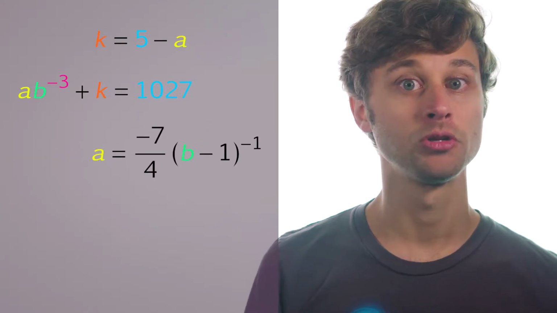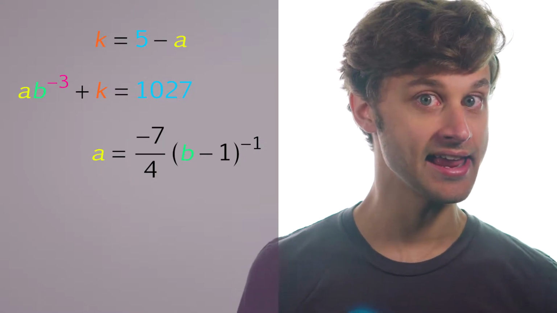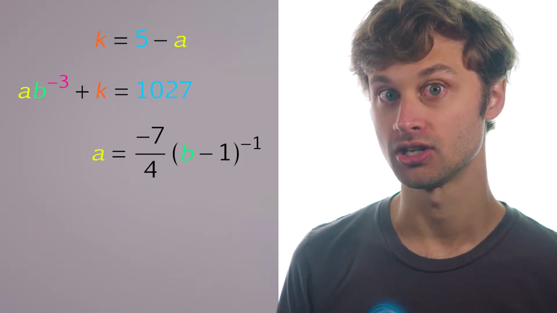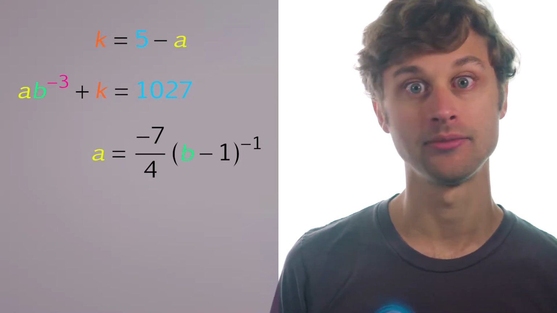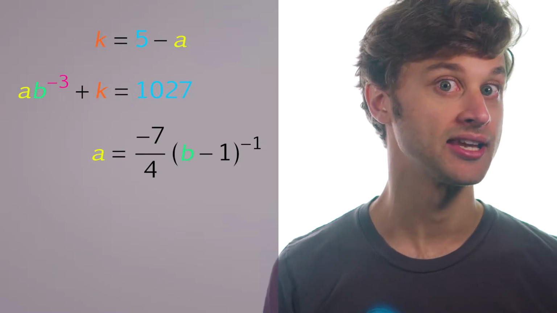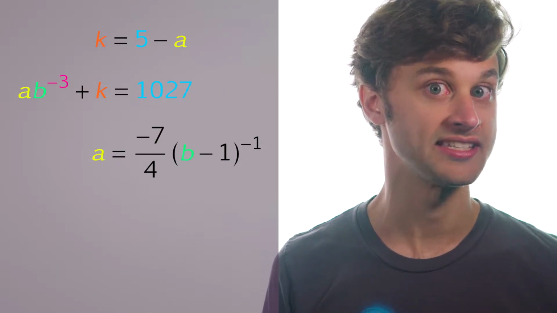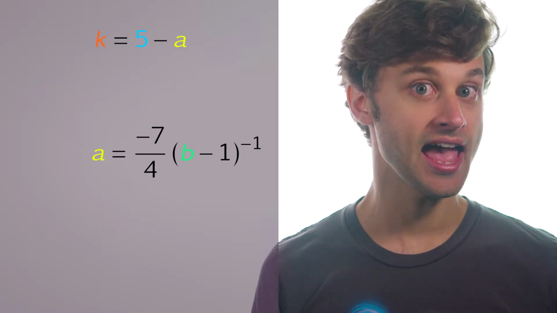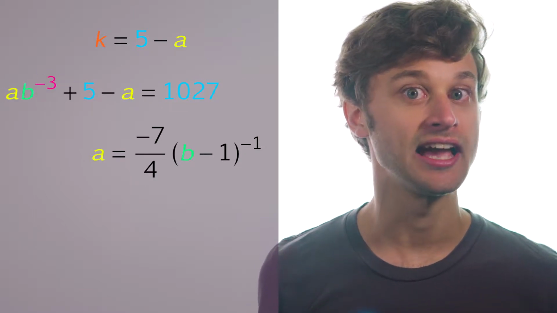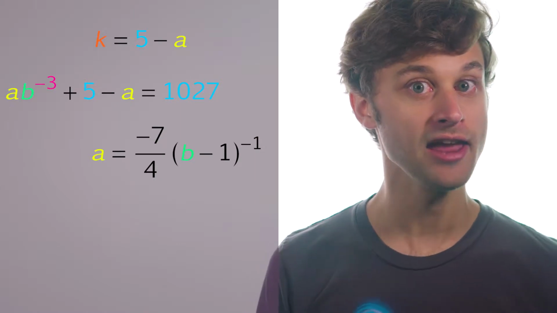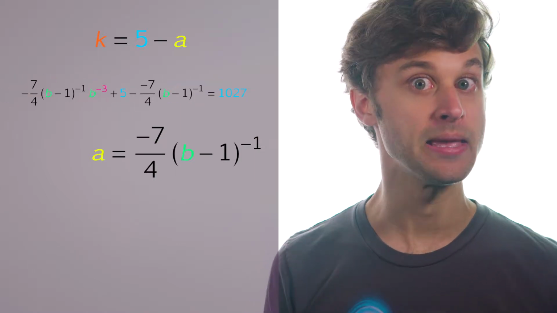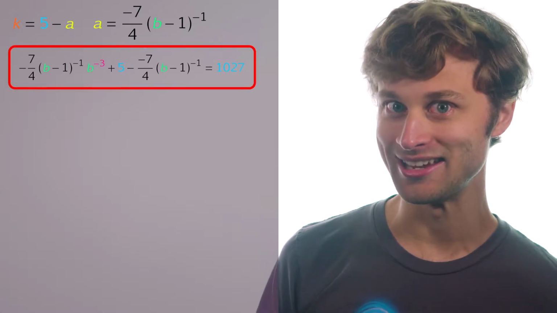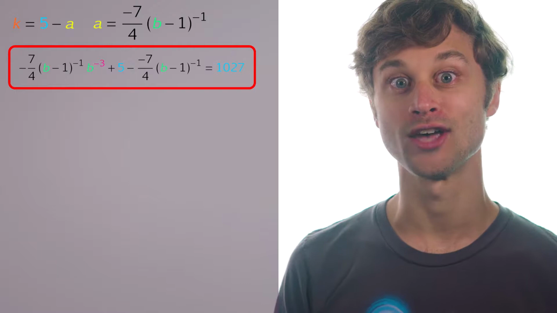Lastly, I am going to plug both k and a into this last equation, the f of -3 equation. So instead of a times b to the -3 power plus k is equal to 1027, I'm going to plug in 5 minus a for k, and then substitute in again the value that we just came up for a, which is -7/4 times b minus 1. I now have a single equation, a little bit complicated here, but a single equation in terms of b.